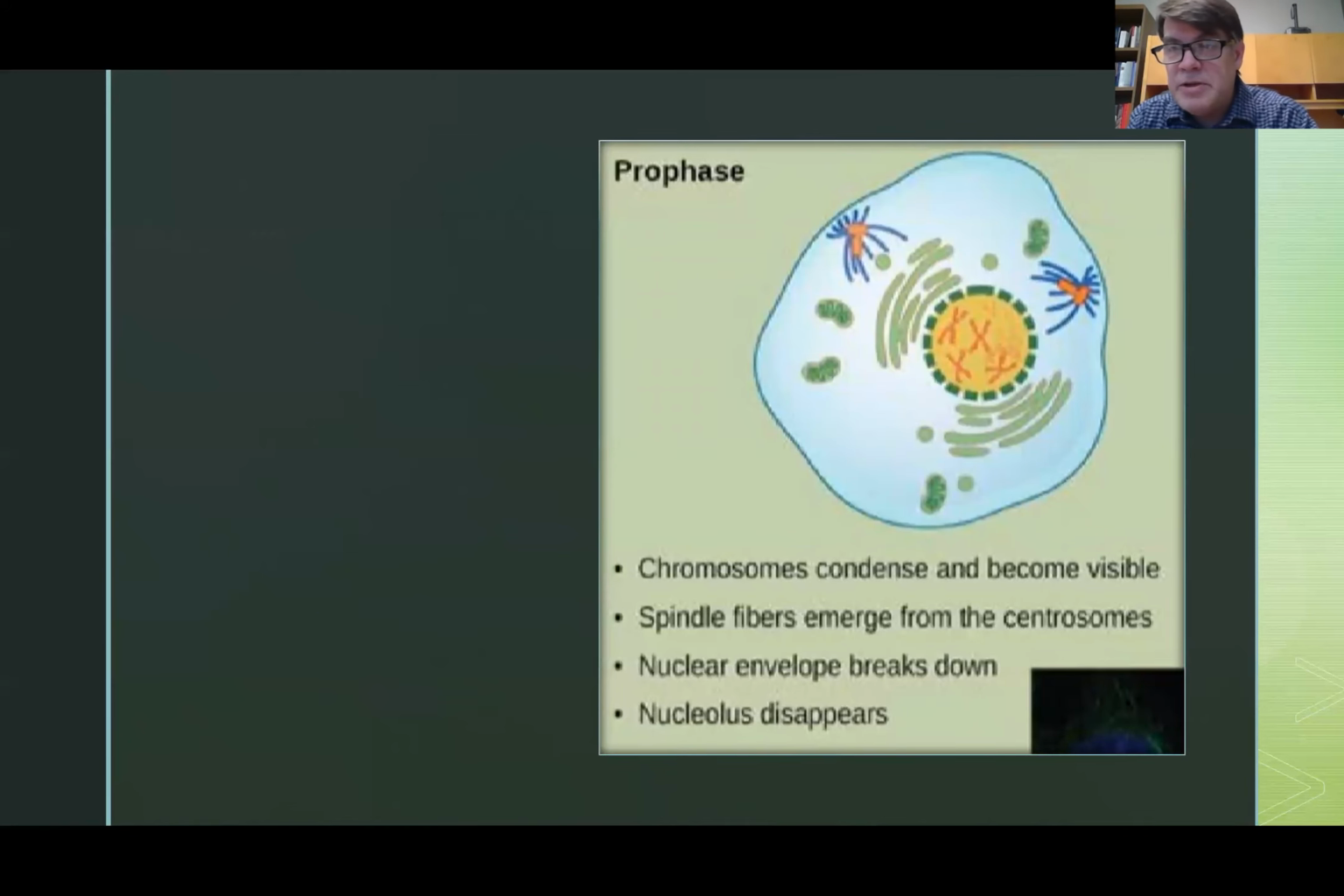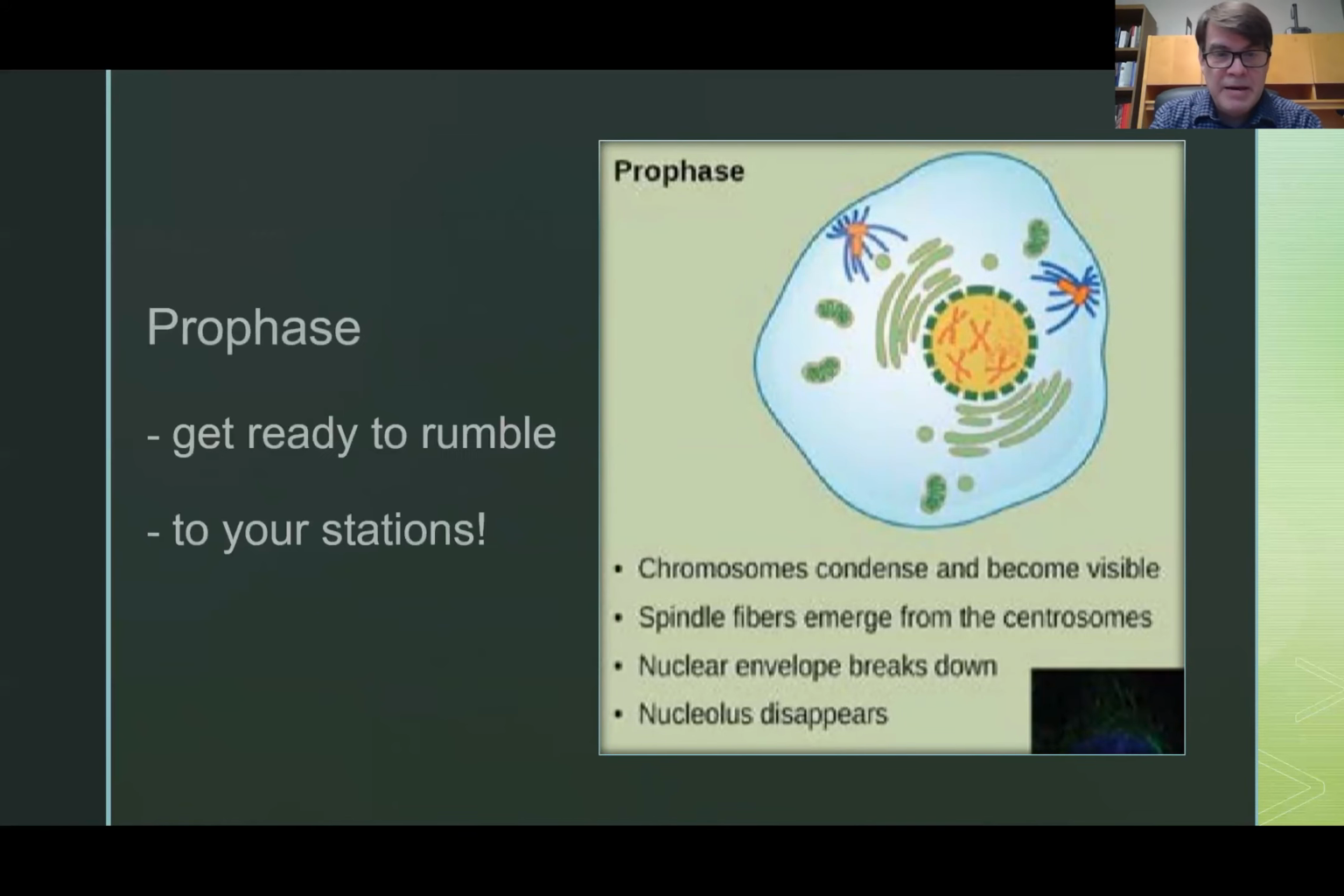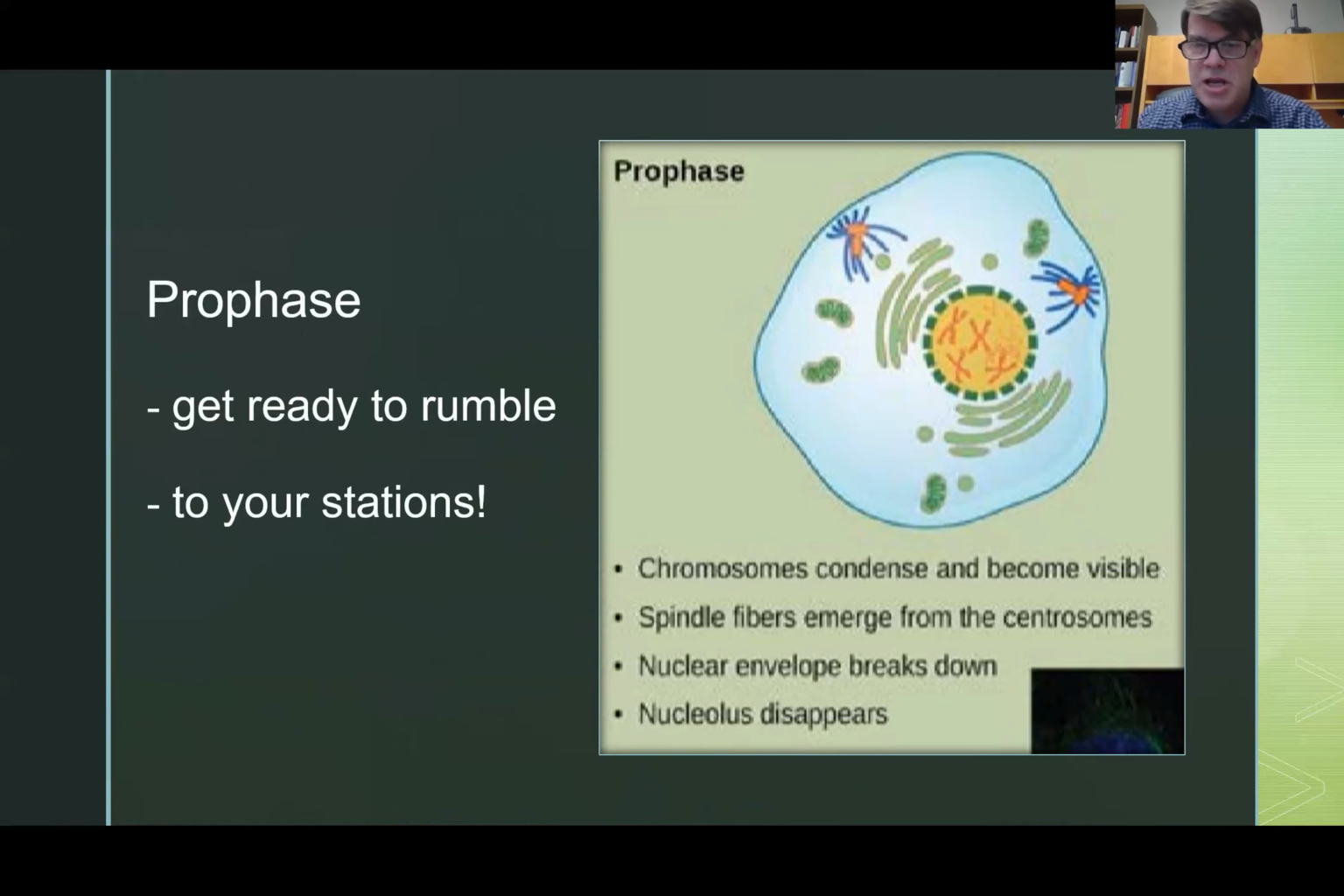Now, there are some lovely little diagrams here. Prophase, again, is getting ready to rumble. What happens in prophase? We're getting ready for mitosis. The chromosomes contract and condense, and they become visible. Spindle fibers begin to emerge. The nuclear envelope is breaking down, because we want to release the chromosomes. The dotted line means it's breaking. The nucleolus disappears. So that's all prophase: getting ready.